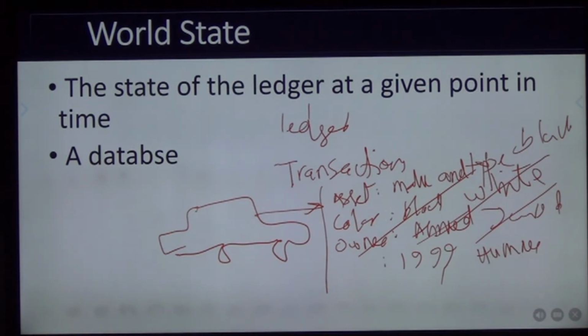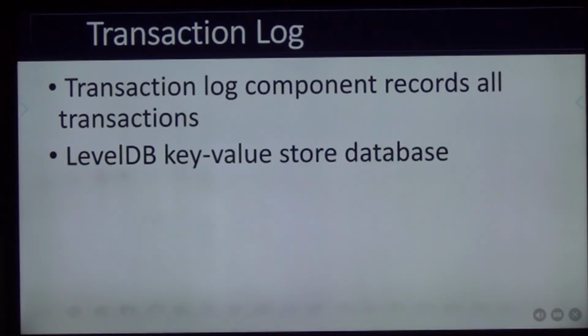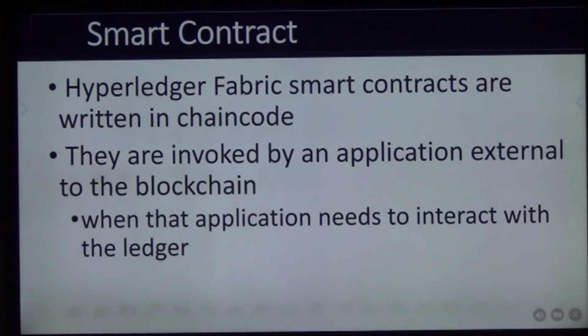So though the transaction is immutable and you cannot make any changes in the transaction, every transaction would update the world state, because the world state must have the most up-to-date information about the asset, about all the attributes of the asset. So every transaction makes a change in the world state, and then it becomes part of the block as well. So this is the world state. Then there is a transaction log. A transaction log component records all the transactions, and the world state is just a database.